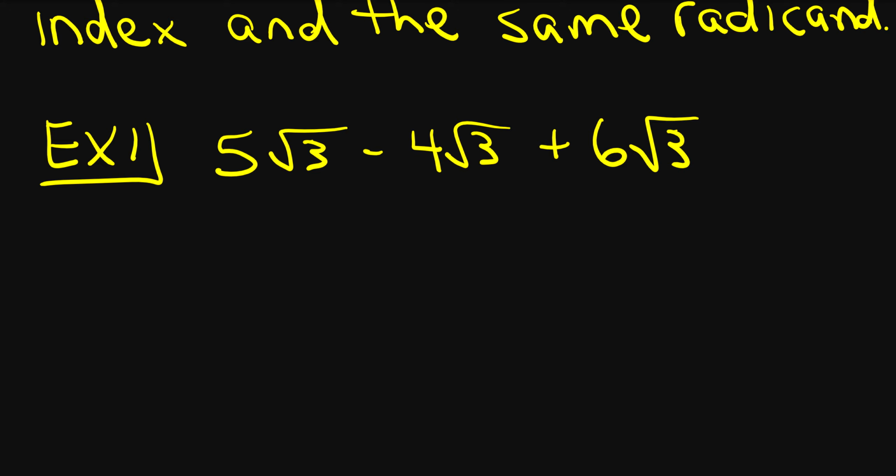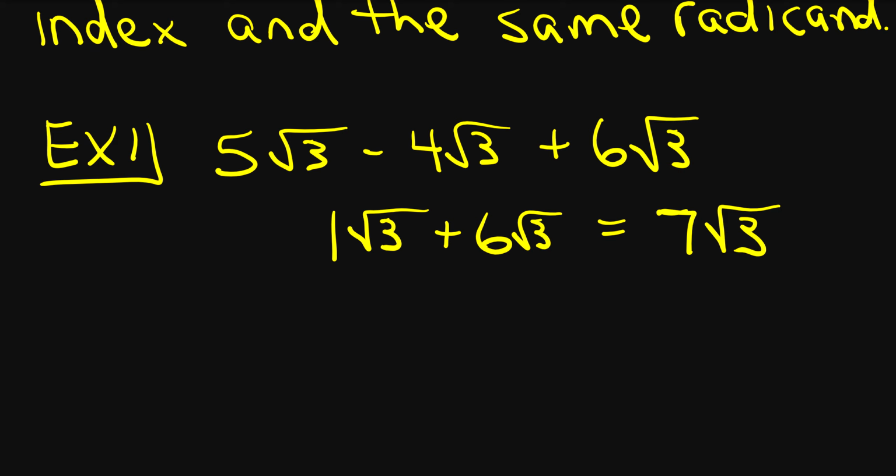So that's going to look like what? 5 root 3 minus 4 root 3 is going to be 1 root 3, or I could just write that as root 3, plus 6 root 3. And that's going to equal 7 root 3. And that's all there is to do to that, because it's an easy one. All right, let's go to example 2.